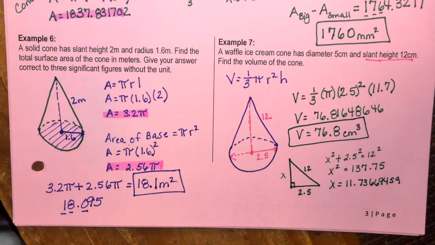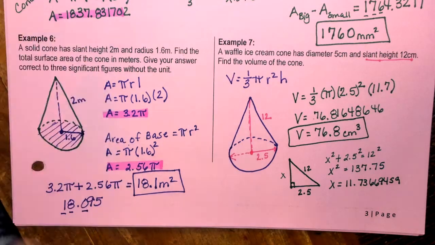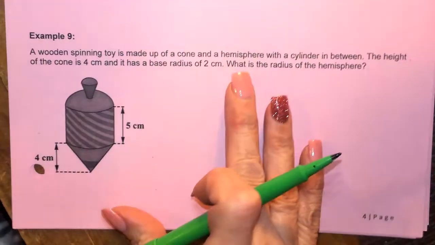I had it wrong on my notes. I'm going to correct it. 76.8. All right. Cones. I think that was it. Yep. All right. So we're at 45 minutes.